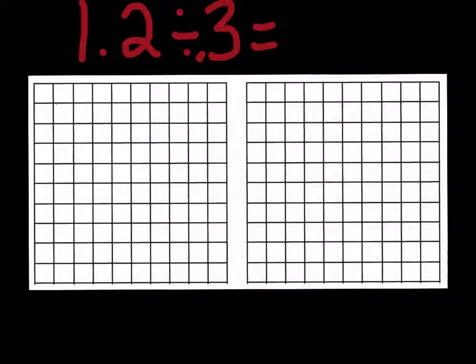Okay, so the first thing you're going to do is model the very first number, which is your dividend, 1 2/10. In my opinion, this is probably the easiest part of it. You're just going to make sure that your model shows that very first number. So I want to show that this is going to be 1 2/10.